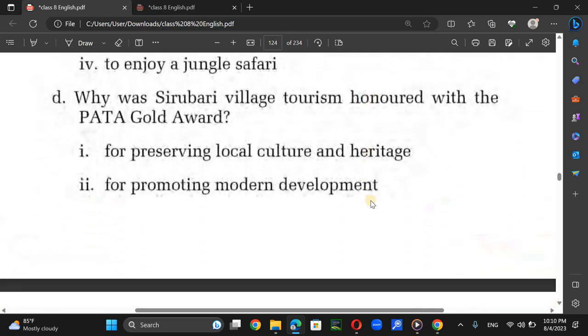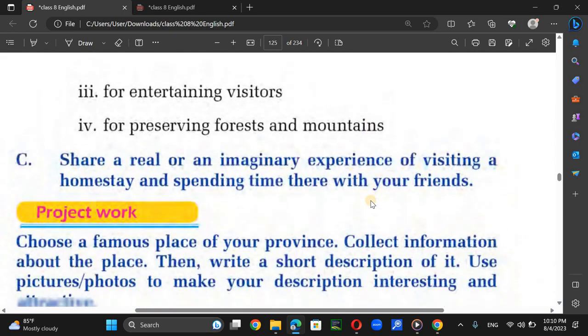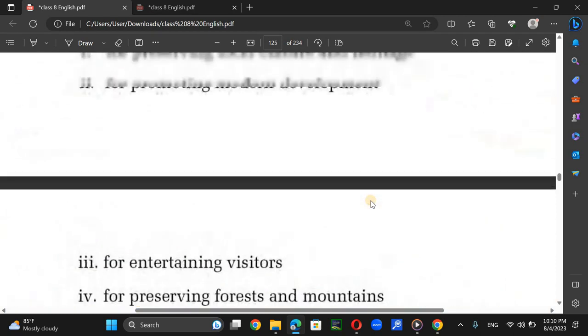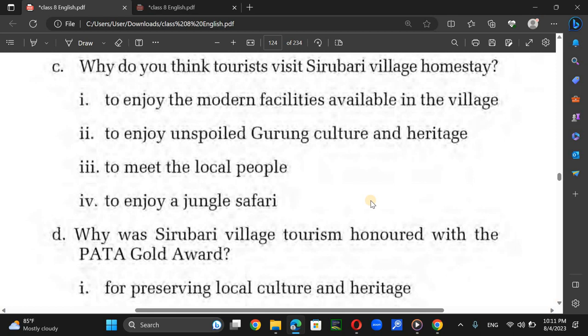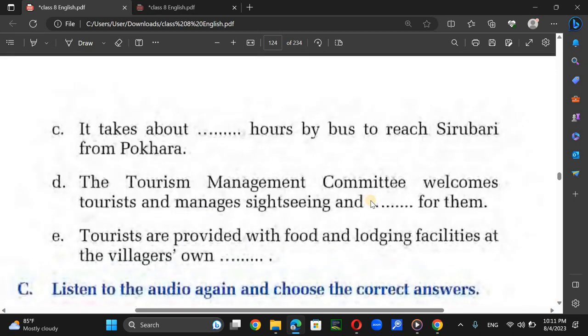Sirubari offers unspoiled Gurung culture and heritage to the visitors. A tourism management committee has been formed which is responsible for welcoming the tourists and managing accommodation, sightseeing, and guiding. The village consists of 60 households. The local people themselves provide food and lodging facilities to the tourists at their homes. Surabari Village Tourism was awarded the PATA Gold Award 2001 in recognition of its efforts to preserve the local culture and heritage.